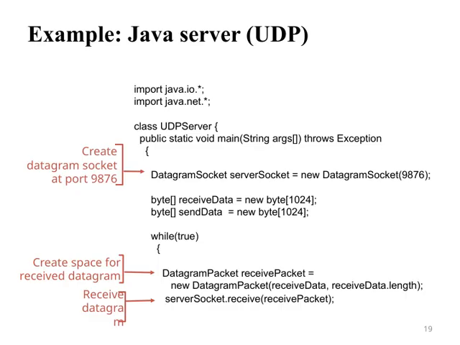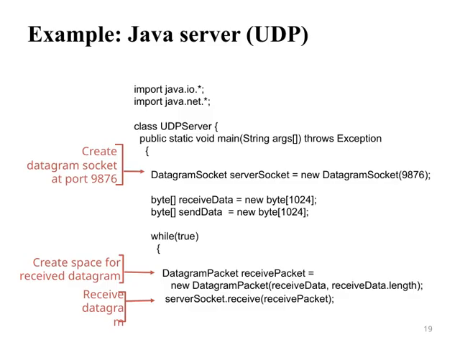First, we import the necessary classes from java.io and java.net, which provide the input-output and networking capabilities needed. We define our class as UDPServer, and within the main method, we start by creating a DatagramSocket that listens on port 9876. This socket is the core communication endpoint for receiving and sending UDP packets.